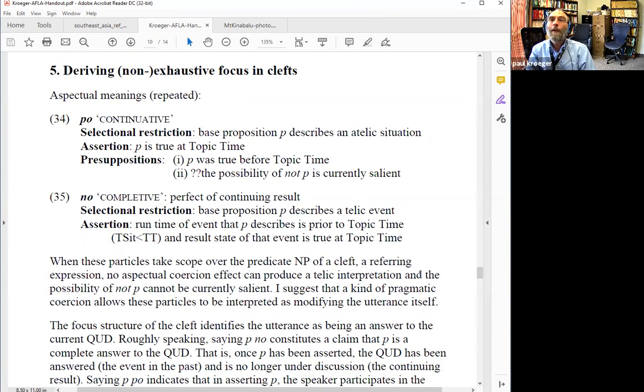Pa indicates that the current speech act is atelic in a sense. It's more like an activity. By making this utterance, I am answering the question, but I'm not implying culmination. I'm not saying it has been answered. So that's pretty vague.